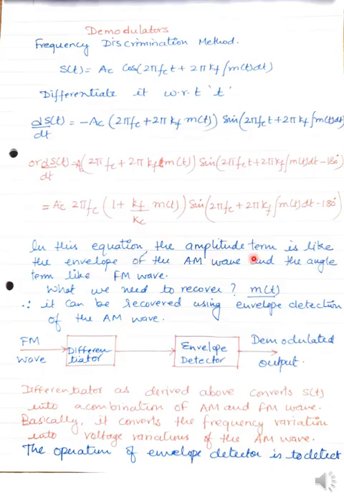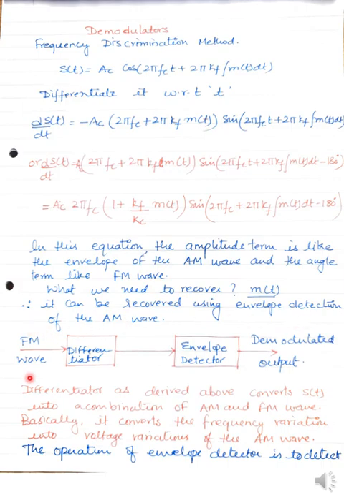In this equation, the amplitude term is like the envelope of the AM wave, and the angle term is like an FM wave. So basically this part is like your AM wave, and this part is your FM wave. What we need to recover from it is only m(t). We must know that when we are doing demodulation, we are basically recovering the message signal sent to the receiver by the transmitter. Therefore, it can be recovered using envelope detection of the AM wave.